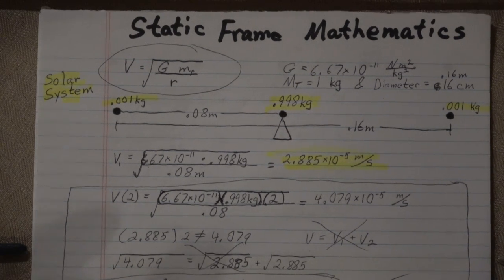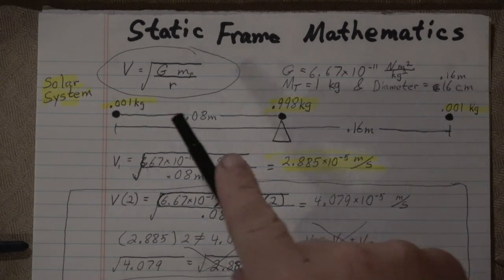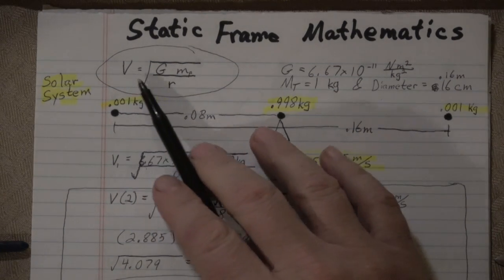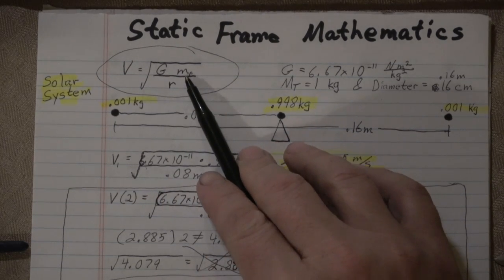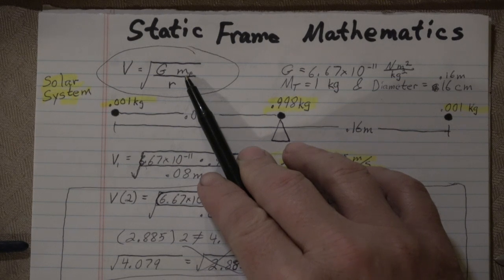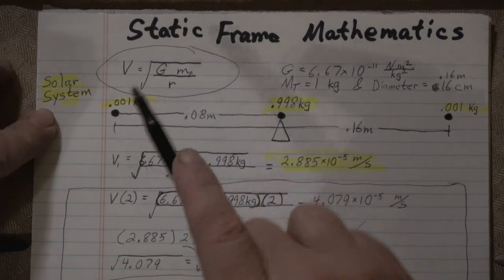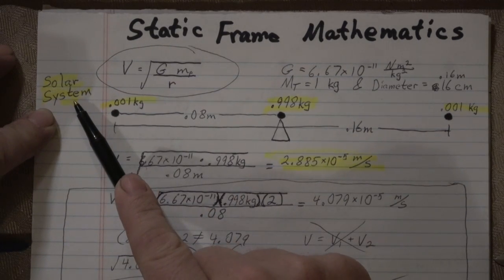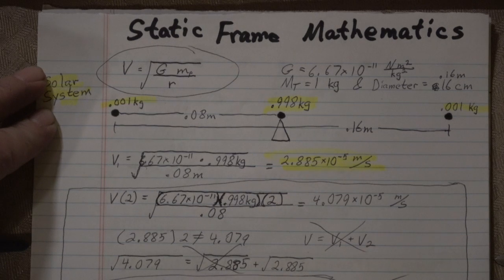Okay, going into static frame mathematics, the main formula we're looking for is velocity equals the square root of the gravitational constant times the mass that the object is going around, divided by the radius. Okay, the first thing I want to look at is the solar system and how they map this into a galaxy and how they used this equation to get galaxies.